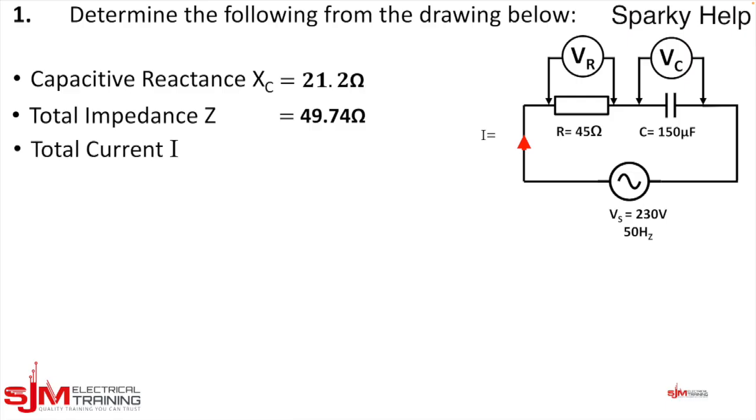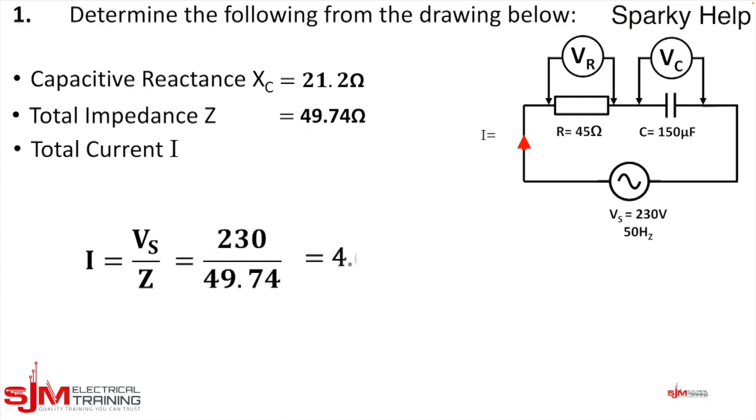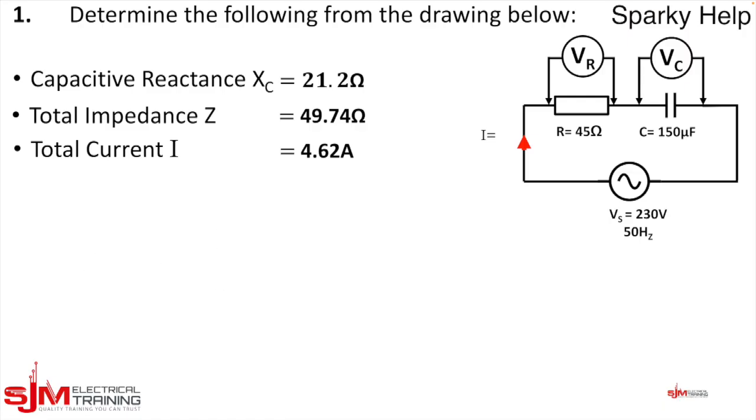Next up, total current for the circuit. For that we're going to apply Ohm's law. It is Ohm's law, not resistance law, so it's volts divided by total opposition, which is Z. 230 divided by 49.74 ohms, and that gives you 4.62 amps. So the circuit will carry that, obviously, all the way around.